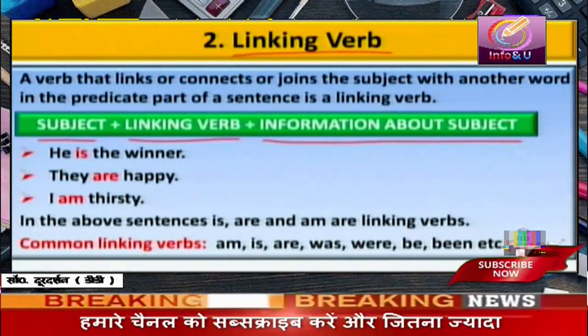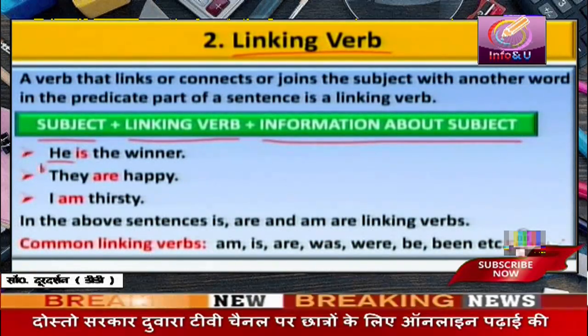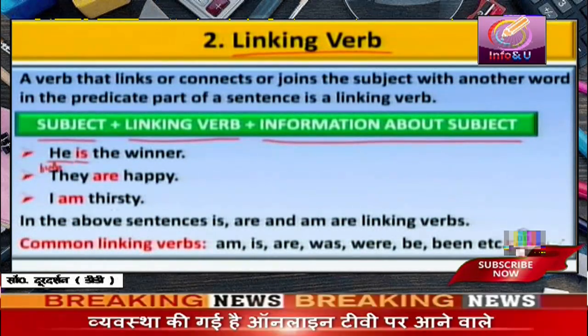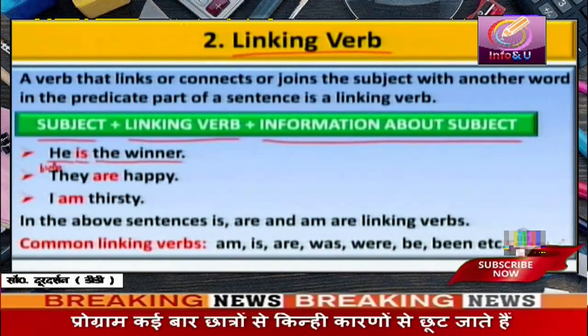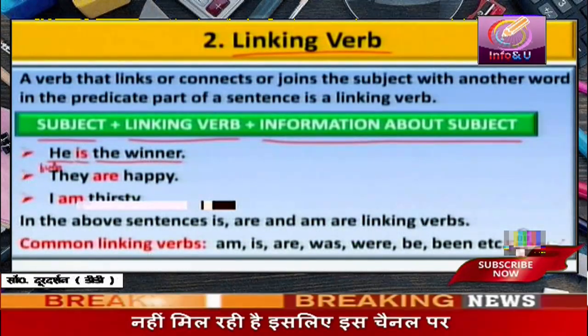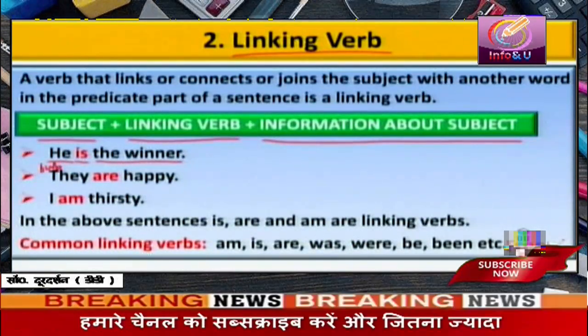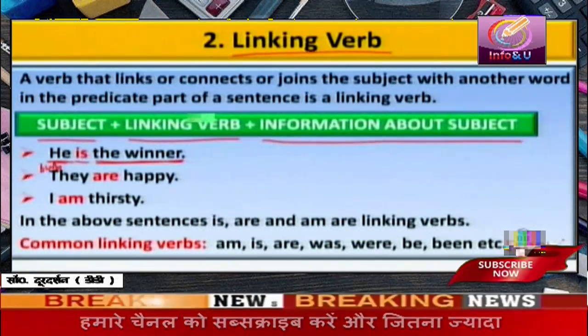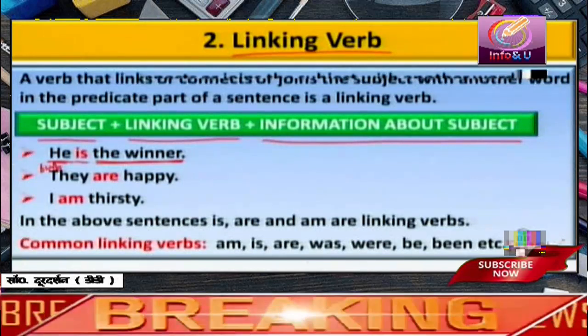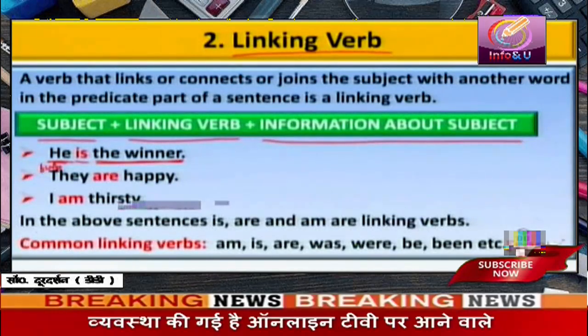First example, he is the winner. In this sentence, he is subject, is is verb. The winner is information about the subject, he. So, is is joining or linking two words, he and the winner. So, is is linking verb.